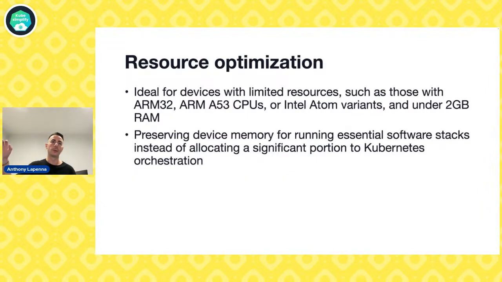Overall, these three use cases come back to the same underlying problem, which is resource optimization. K2D was designed with devices with limited resources in mind, and we're talking about very specific CPUs and a very low amount of RAM. Here I'm talking about 2 gig of RAM in this presentation, but even 2 gig of RAM is quite huge for this kind of device. So the real point is to preserve as much memory and as many resources as we can for our applications, rather than for the orchestrator tool that is running on the device to make sure containers are running.